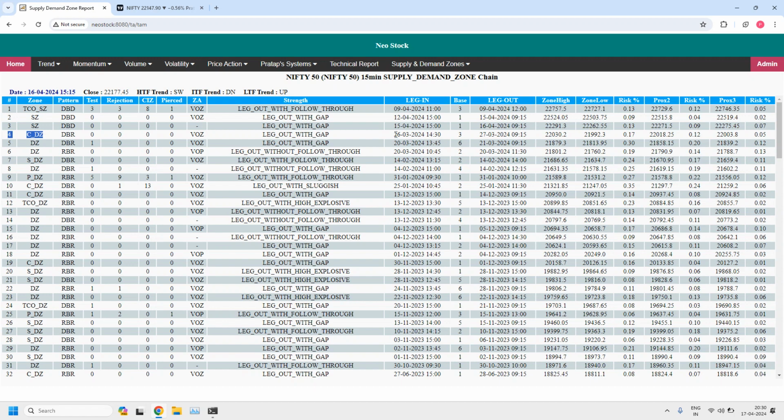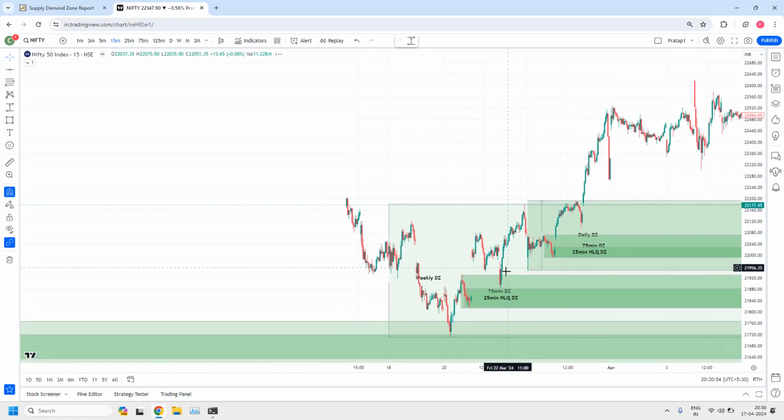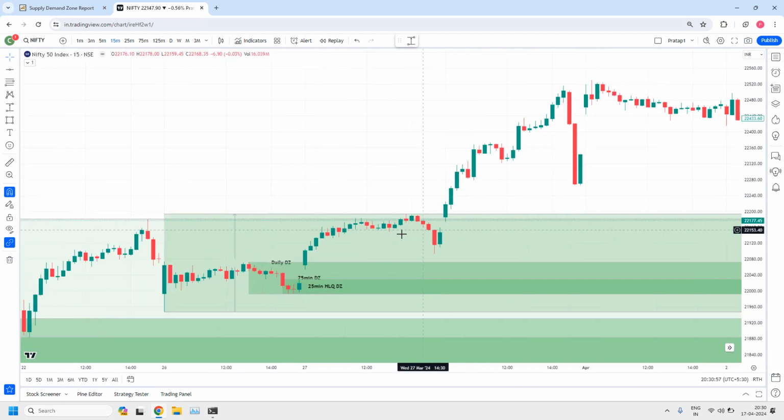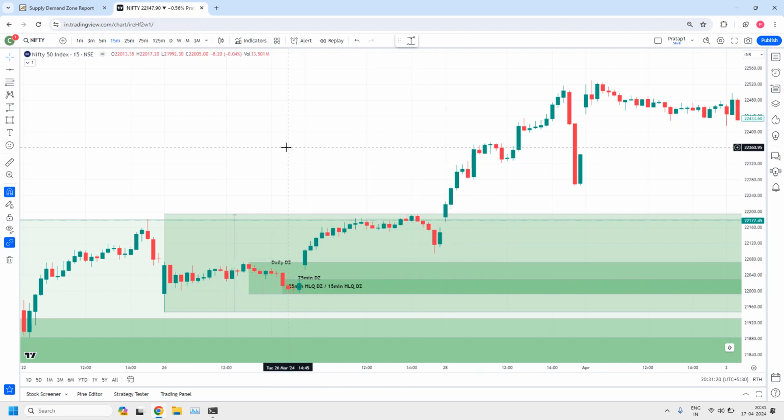When it is created on 26.3, 14.30, 3 base candles. So probably here only. See, 26, 14.30, 3 base candles. So the same thing. It is either 25 minutes high liquidity or 15 minutes high liquidity. That's why I told you, many times you see both 25 and 15 minutes are identical. So this is the one currently holding.